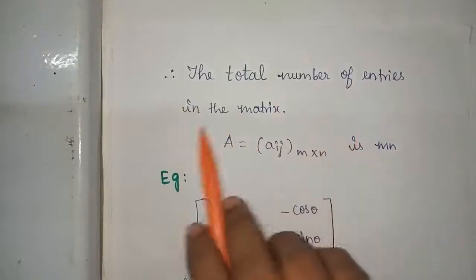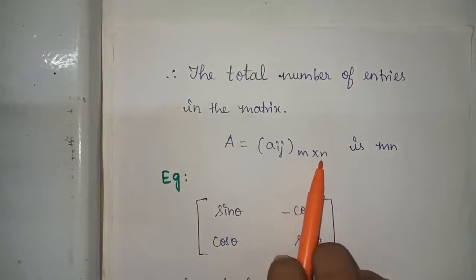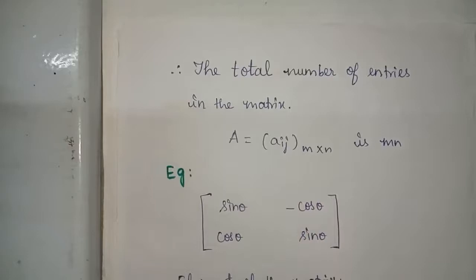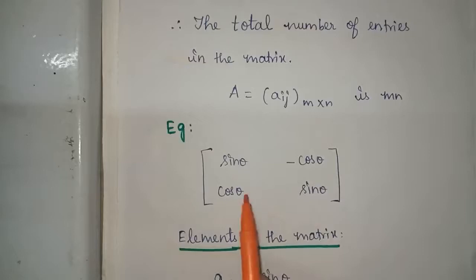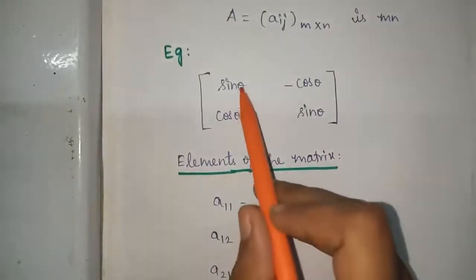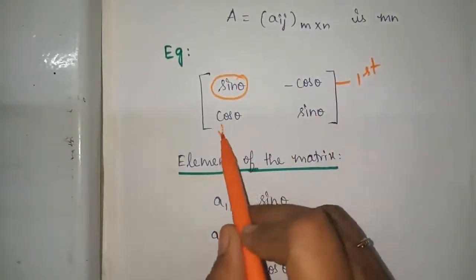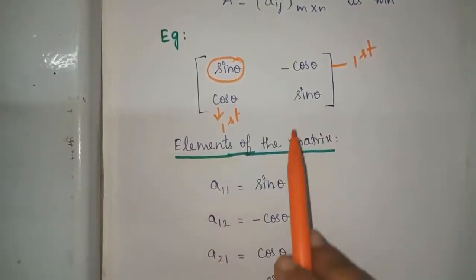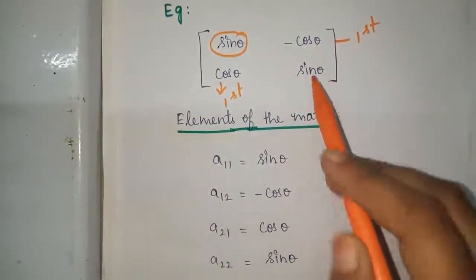Therefore, the total number of entries in the matrix A, which is m cross n, that is number of rows into number of columns, is mn. For example, take the matrix with entries sin theta, minus cos theta, sin theta. Sin theta is present in the first row and first column, so the position of sin theta is a11. Similarly, minus cos theta is in a12, that is first row, second column.